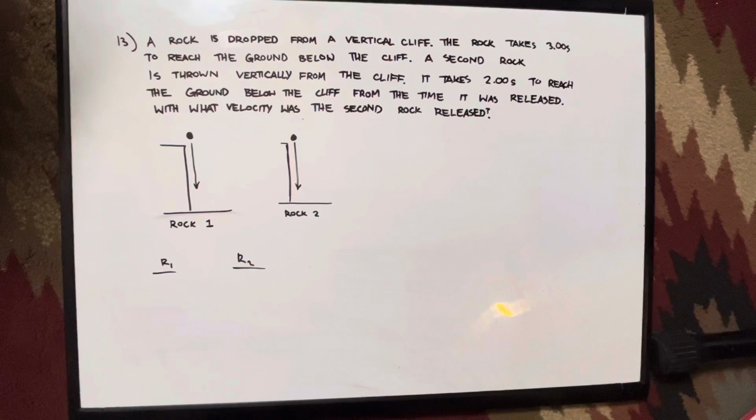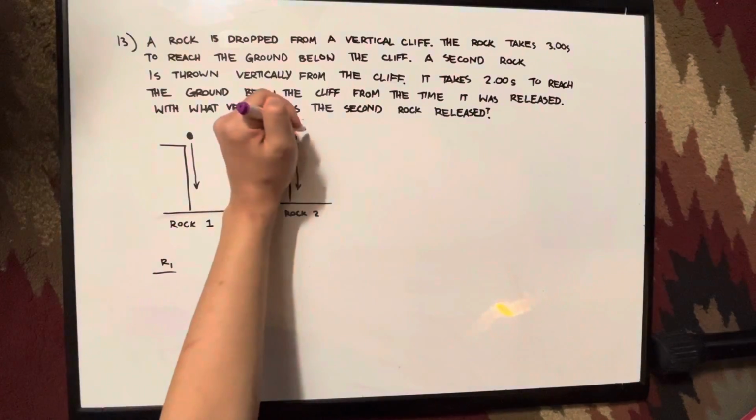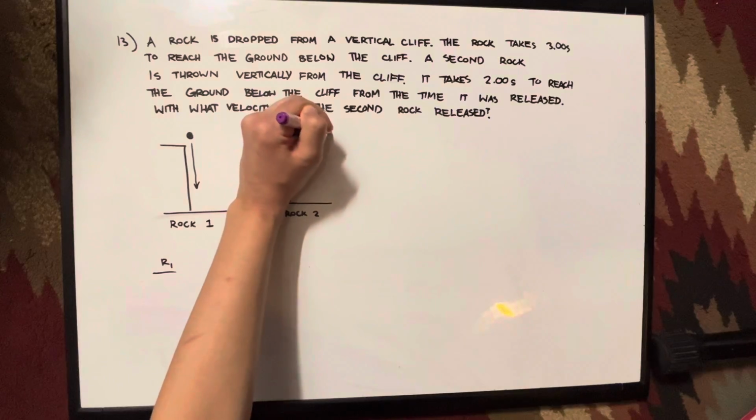13. A rock is dropped from a vertical cliff. The rock takes 3 seconds to reach the ground below the cliff. A second rock is thrown vertically from the cliff. It takes 2 seconds to reach the ground below the cliff from the time it was released. With what velocity was the second rock released? So that's what we're looking for, the velocity of our second rock.